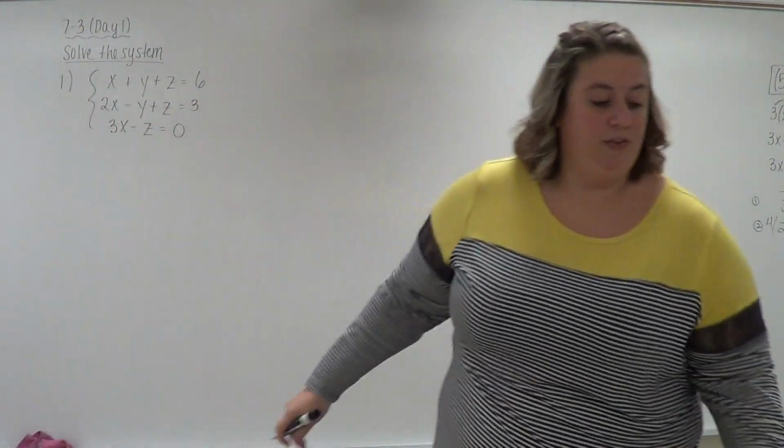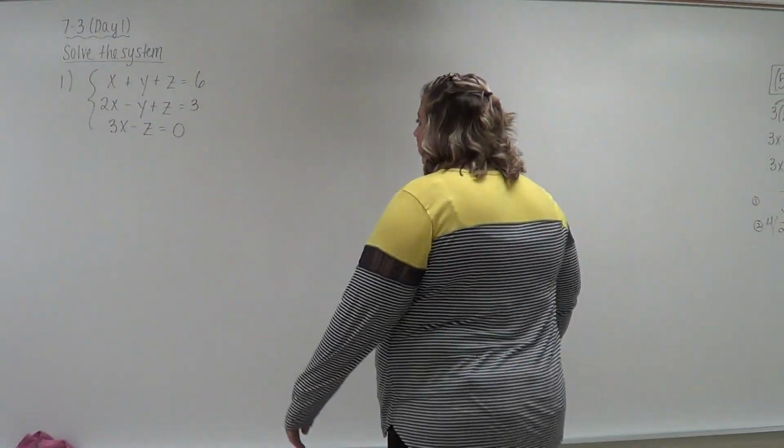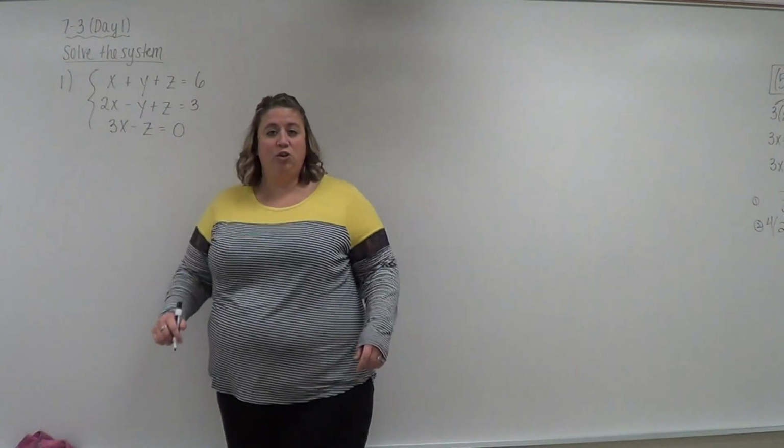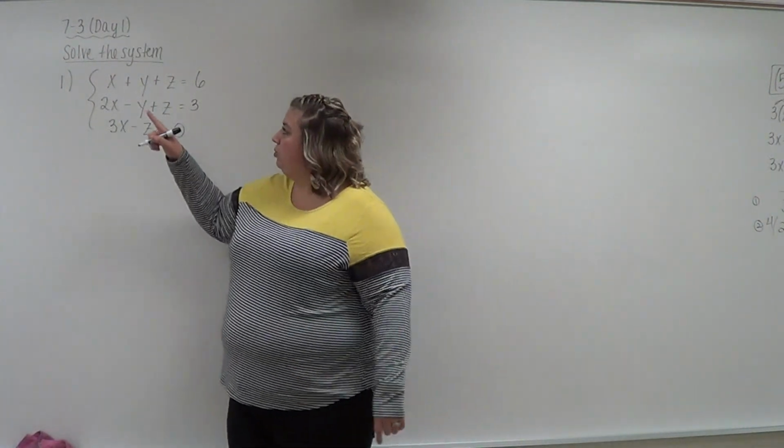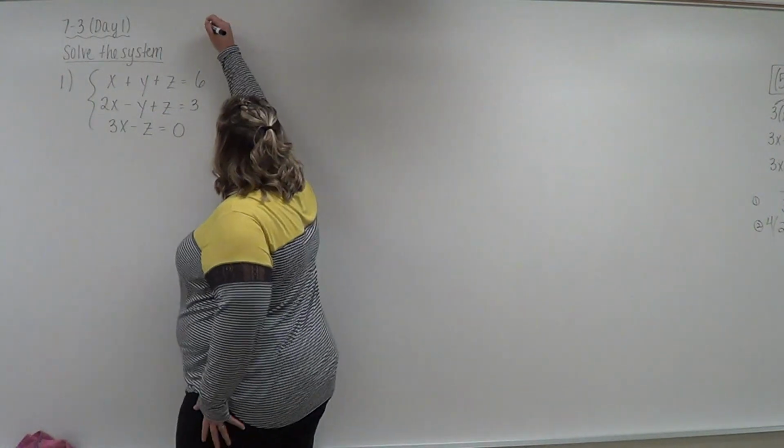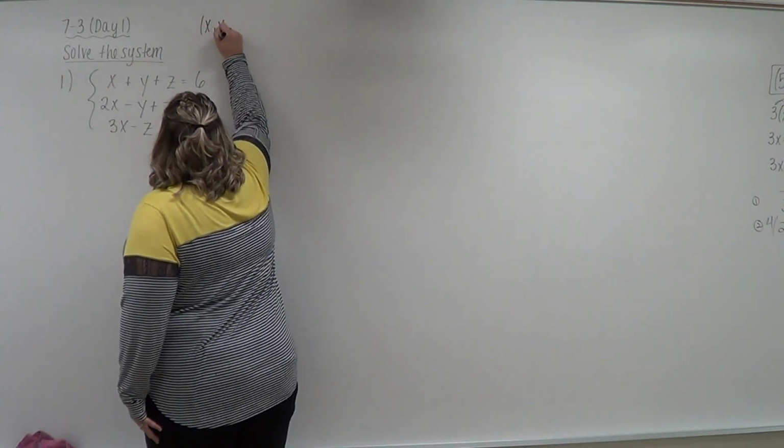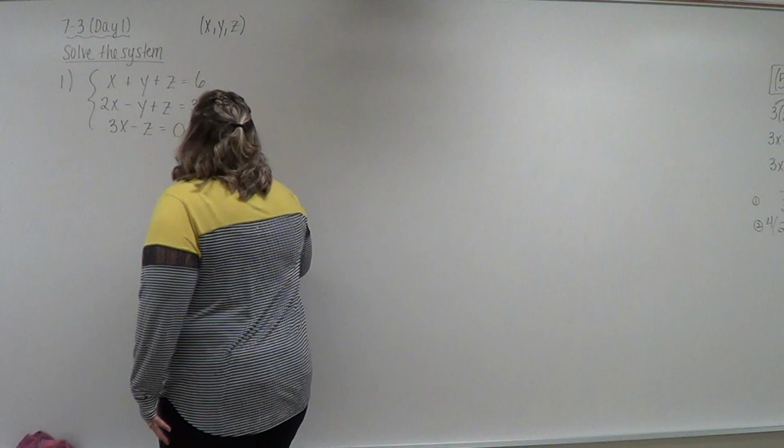Okay, so first off, your goal when you're solving this system that has three equations. We did two, we had x, y, so now we have three, we have x, y, and z. So your answer is an ordered triple.